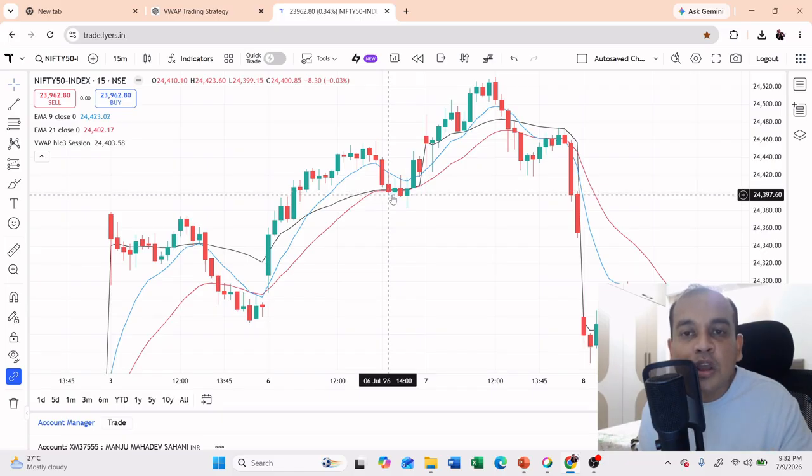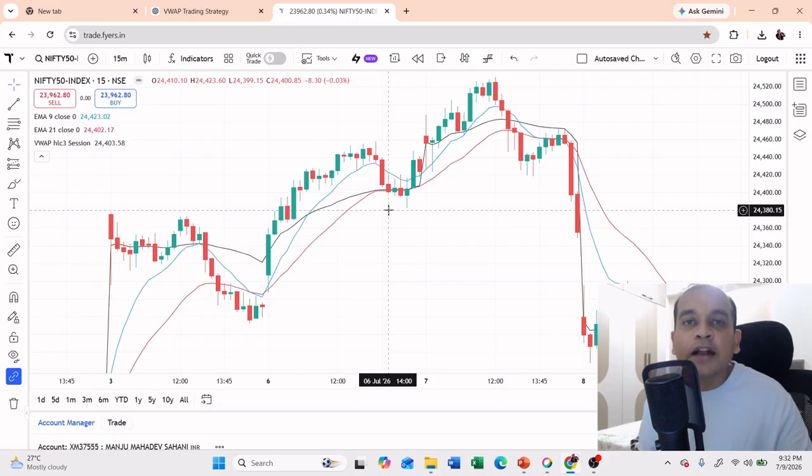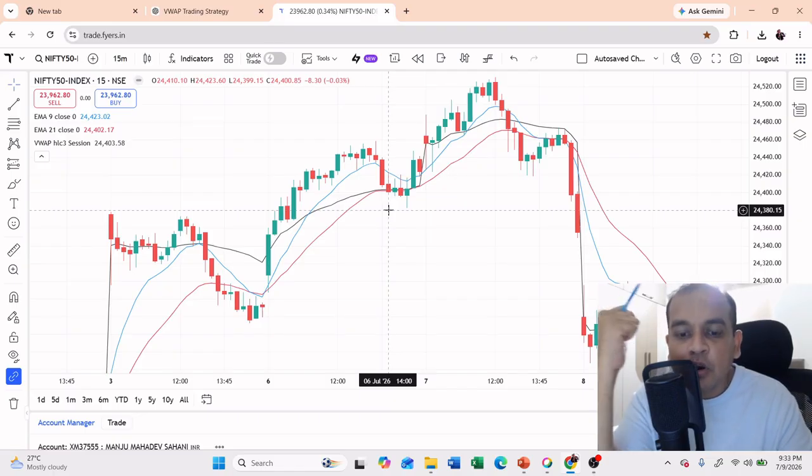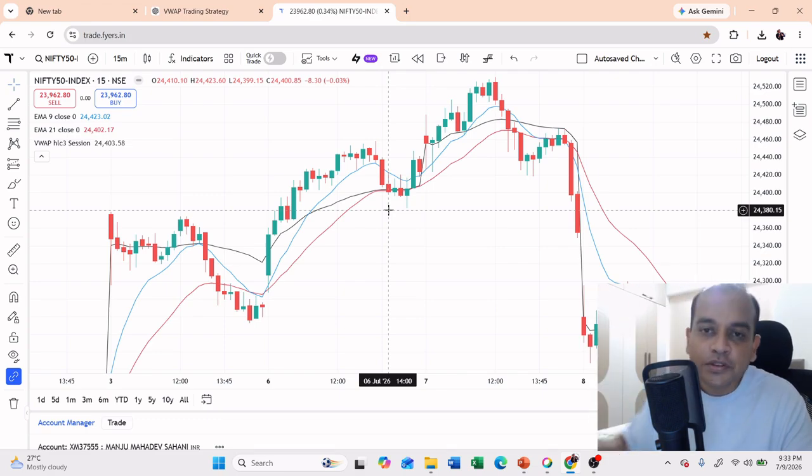Then you can take a long position. What should be your stop loss? Stop loss ideally should be just below this, ideally 1 to 2% of your capital. That should be your stop loss. Now you can trade in Nifty, Bank Nifty, or Sensex, or any particular stock, or even in commodity trading, or forex trading as well.